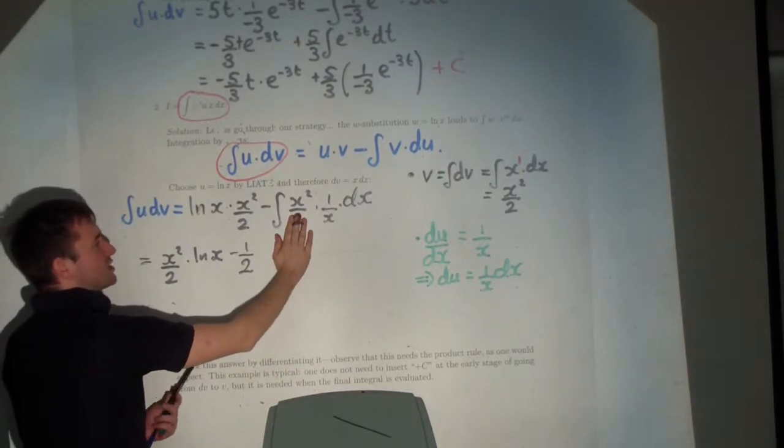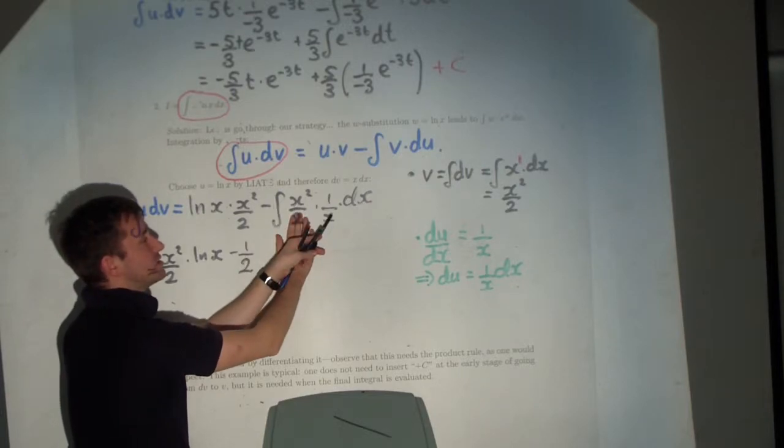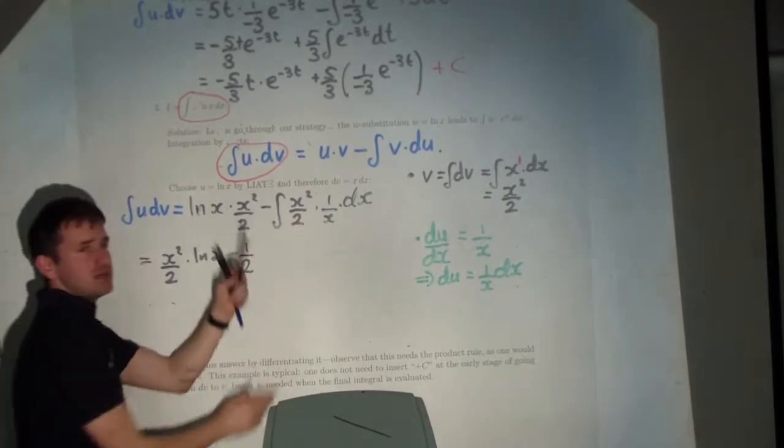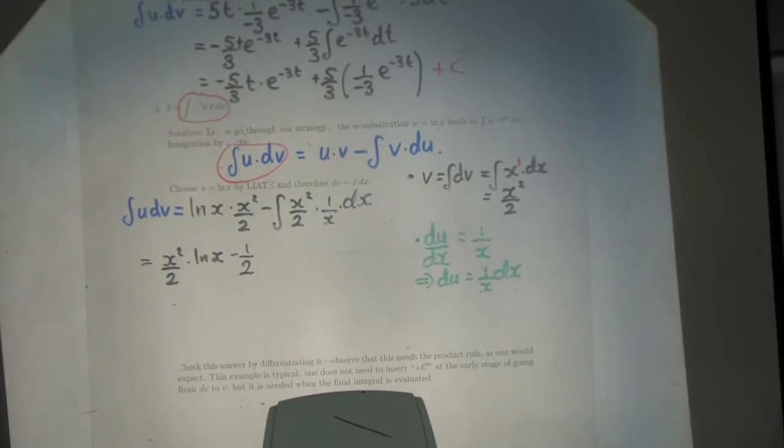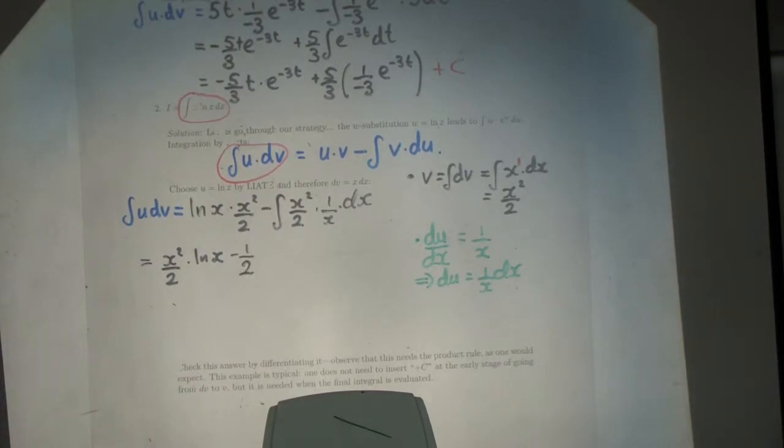So I'll ask you 2 questions. Is x squared in the tables? Yes. Is 1 over x in the tables? Yes. Can I use the tables? No. Why not? Because they're multiplied together. So can I use the tables? So the next thing is manipulation.